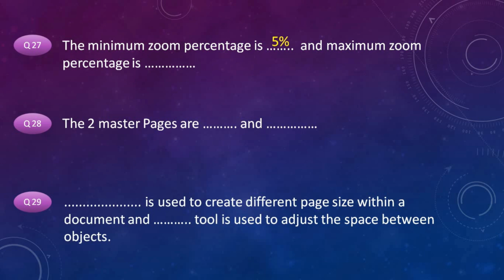The answer for these questions: the minimum zoom percentage is 5% and the maximum zoom percentage is 4000%. The two master pages are left and right. So page tool is used to create different page size within a document, and gap tool is used to adjust the space between objects.